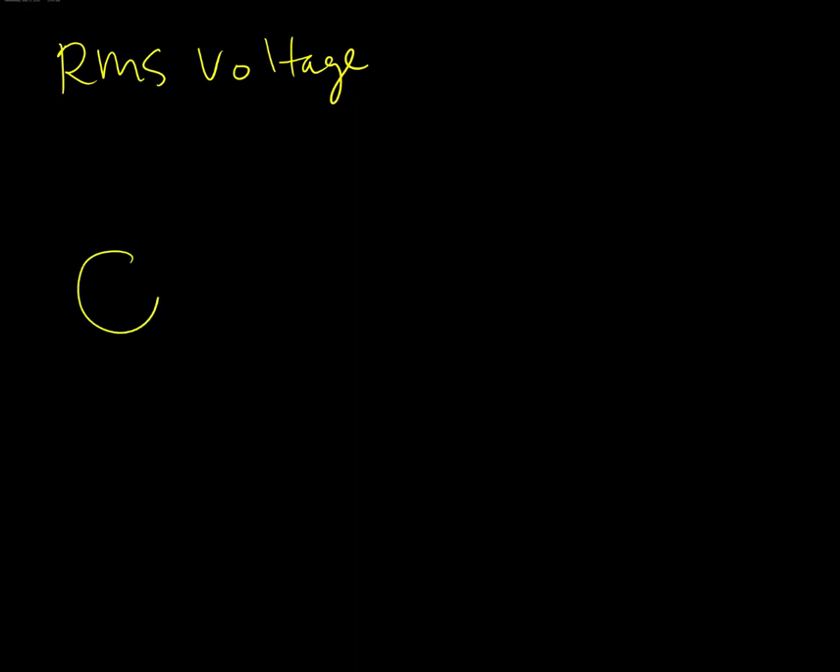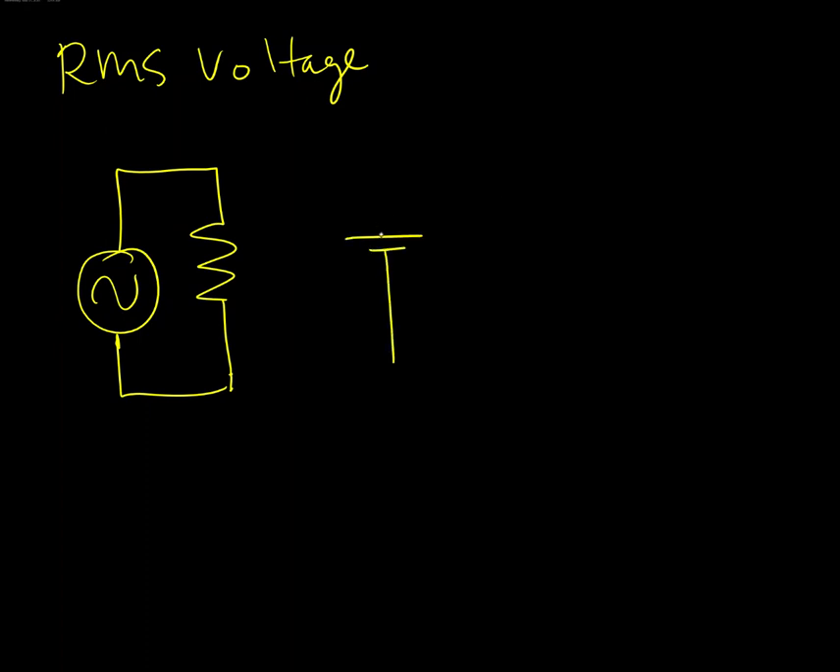So imagine we have an AC source here and it's driving some resistive load. The RMS voltage of this AC source is the amount of DC voltage it would take for us to get the same dissipated power in the same resistive load.